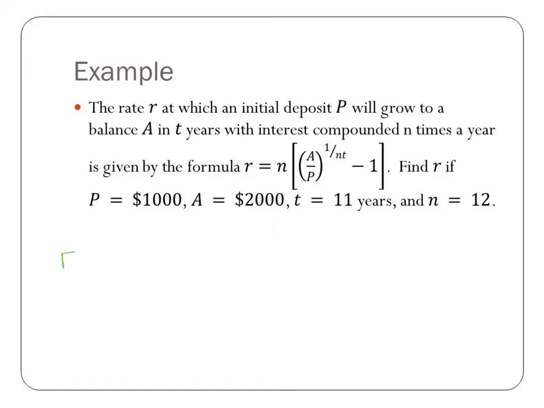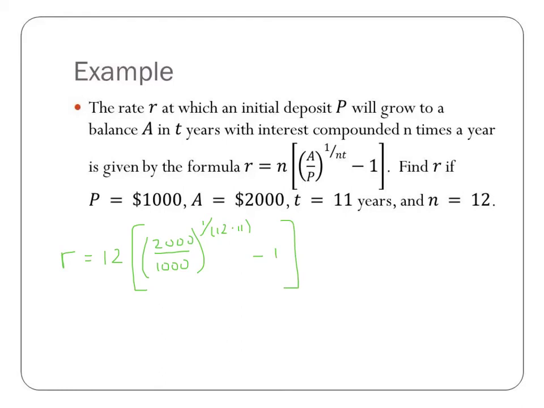So what we need to do is get this all in the right places. So n is going to be 12, so we're compounding monthly. Alright, so then we're going to have 2,000 divided by 1,000. So we're putting in 1,000 and we're hoping to get 2,000 out of it. So we're doubling our money. 1 over, we're going to put parentheses around this here, 12 times 11 minus 1.